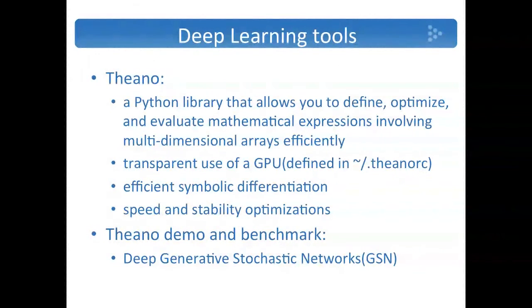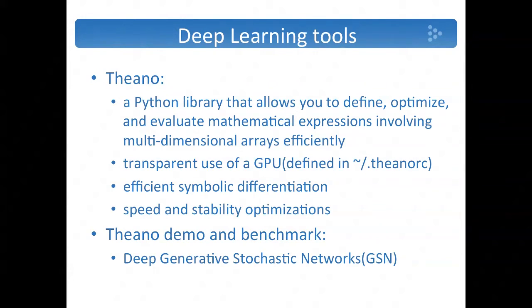The first deep learning tool I want to introduce to you is Theano. Theano is a Python library that allows you to define, optimize, and evaluate mathematical expressions involving multidimensional arrays efficiently. It also provides transparent use of the GPU. It's as easy as changing a define in the configuration file. The most powerful thing, I think, for Theano is its efficient symbolic differentiation, which computes the gradient for your defined functions. It also keeps speed and stability in mind and does some optimization, so the speed is quite fast.